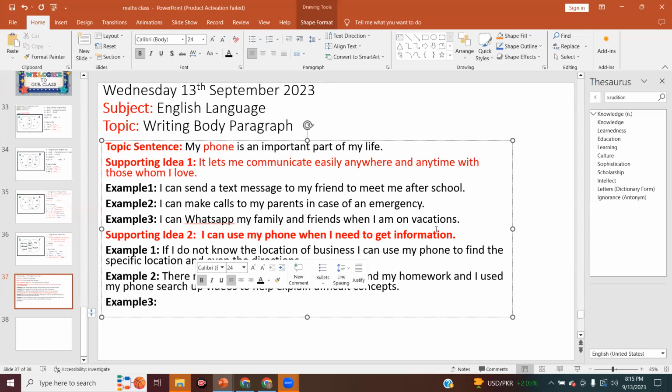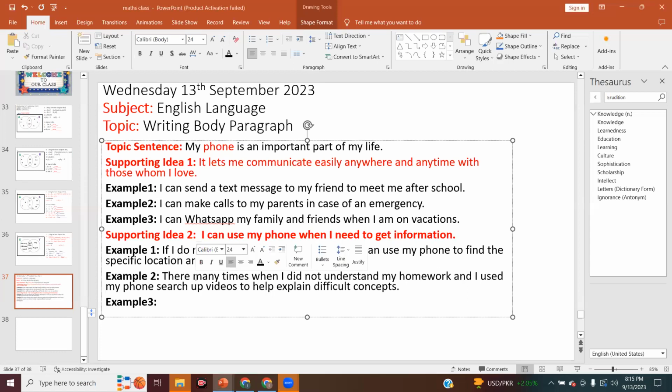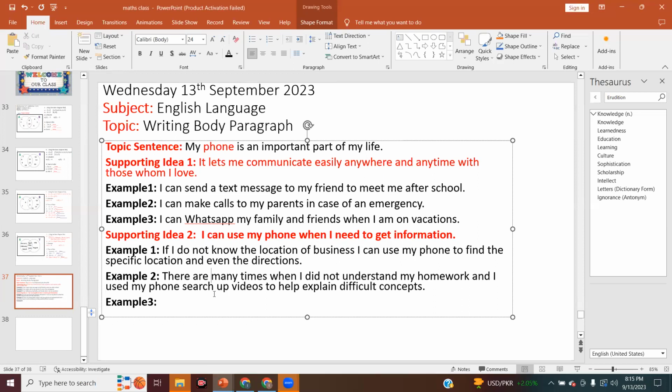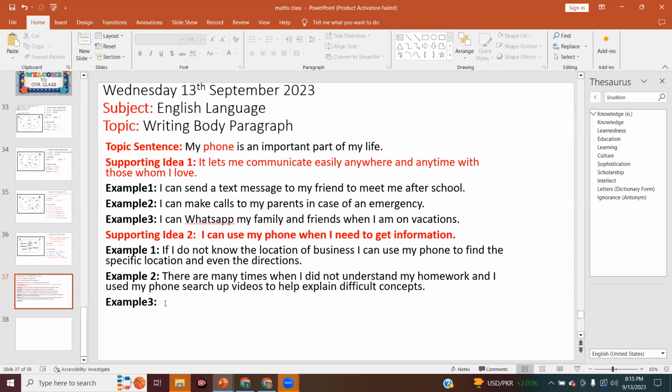I can use my phone when I need to get information. What other information would I need to get? When I'm trying to find the location of a business, when I'm trying to understand my homework, trying to find a definition of something. Okay, so when you don't know a word, someone uses a word that you don't understand. Right?